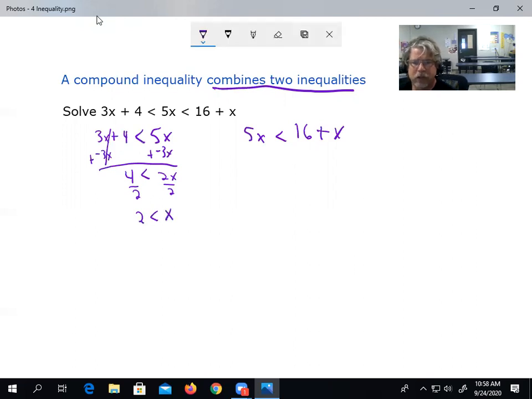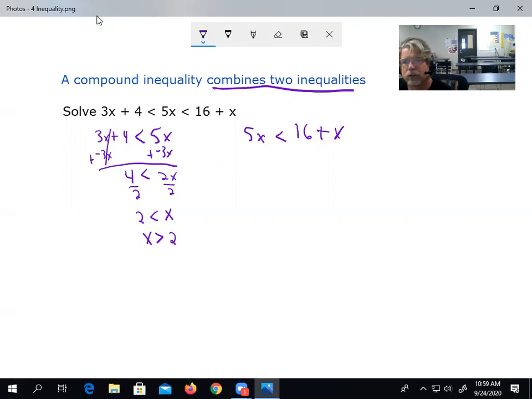It's best to keep the inequality where the variable is on the left side, so I'm going to rewrite that. x is greater than 2 as well. So we have that going on, one or the other. These are both correct.